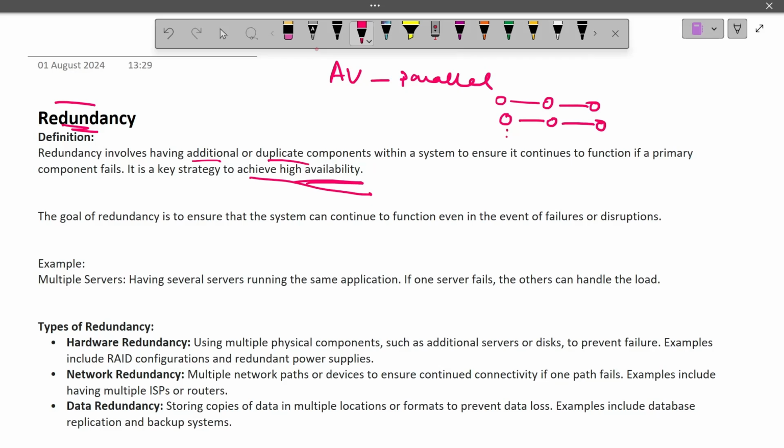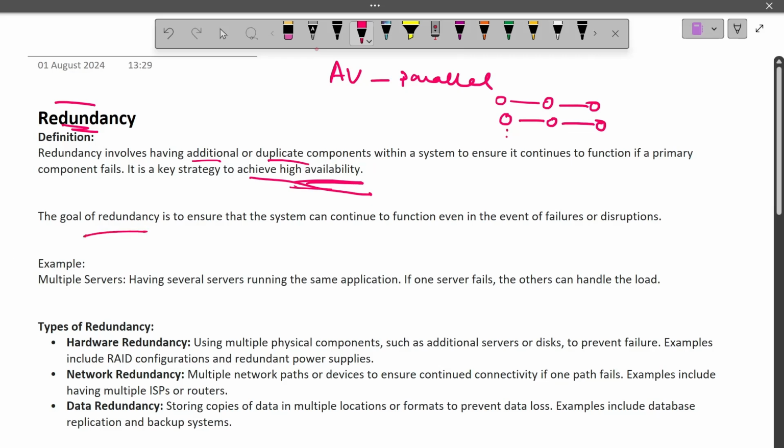Why is another one taking over? Because we have set up another duplicate system, or n number of duplicate systems, who are capable of taking control when the actual server dies or when any component is failing. This is done so that availability is kept constant. There is no change in the availability.